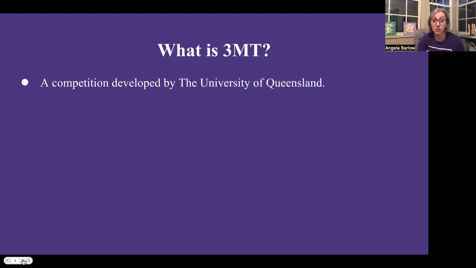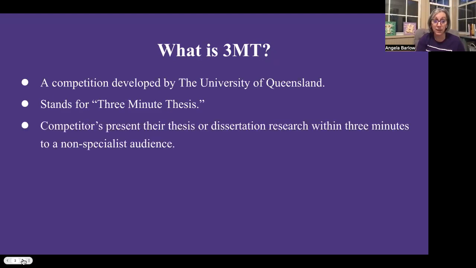It's actually part of a competition that started with the University of Queensland in Australia and has spread to be a competition that occurs all around the globe. 3MT stands for 3-minute thesis. And the idea is that as a competitor, you present your research within a 3-minute time span, which sometimes is really hard, taking all of that work and bringing it down into 3 minutes.